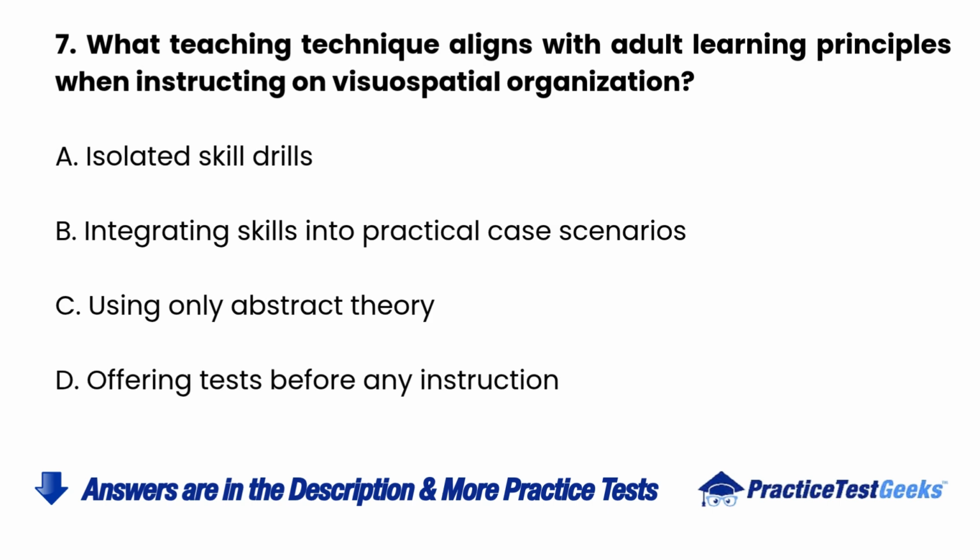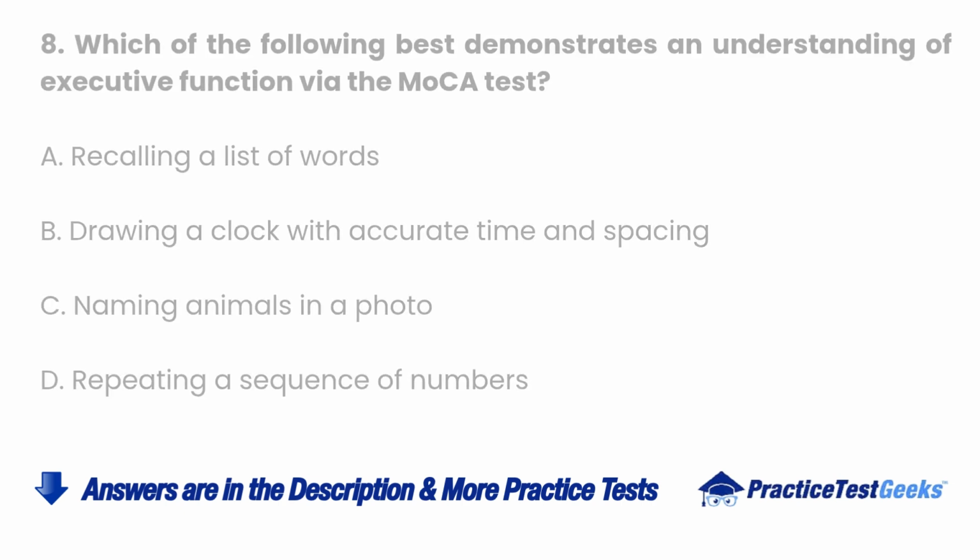7. What teaching technique aligns with adult learning principles when instructing on visuospatial organization? A. Isolated skill drills. B. Integrating skills into practical case scenarios. C. Using only abstract theory. D. Offering tests before any instruction.